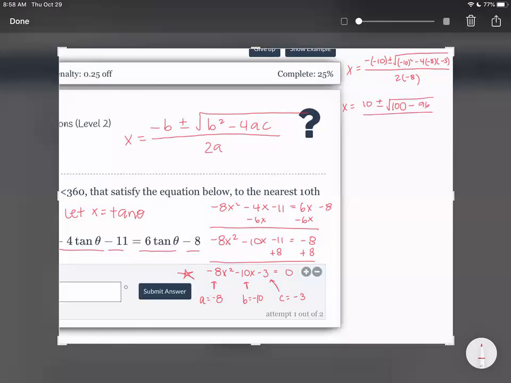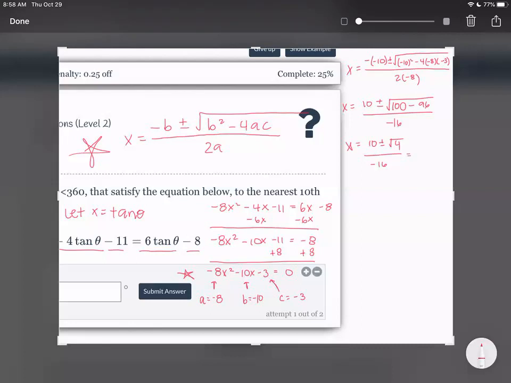All over 2 times negative 8 is negative 16. Then we're going to continue churning out this answer. 100 minus 96 is 4. Look at that, it's a nice perfect square. So that means we could have FOILed it, but the quadratic formula works for every single quadratic equation. So it's good to remind you guys that this exists and you can use it anytime.